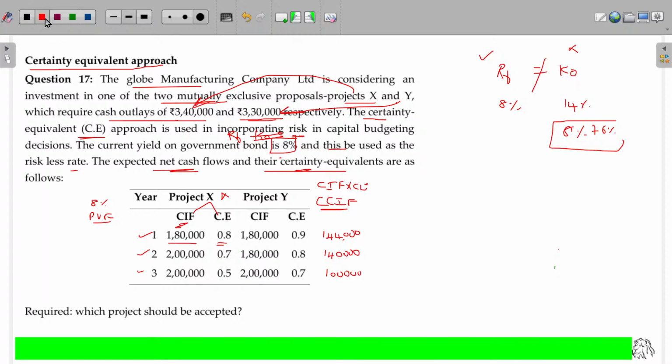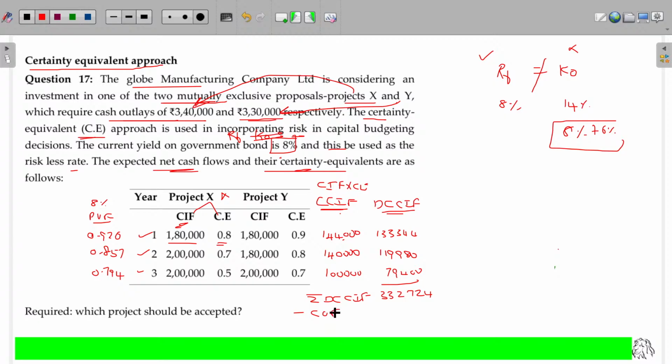So what is the PV factor at 8%? Probably 0.926, 0.857, 0.794. Now find the discounted certain cash inflow. You have to multiply the certain cash inflow with the PV factor. So this value being 1,33,344, here 1,19,980, here 79,400. Overall value being 3,32,724, the summation of discounted certain cash inflow.